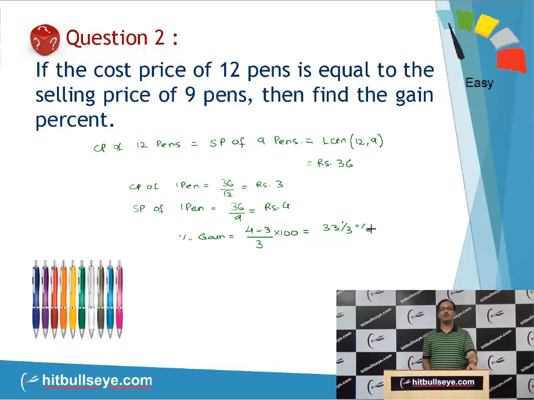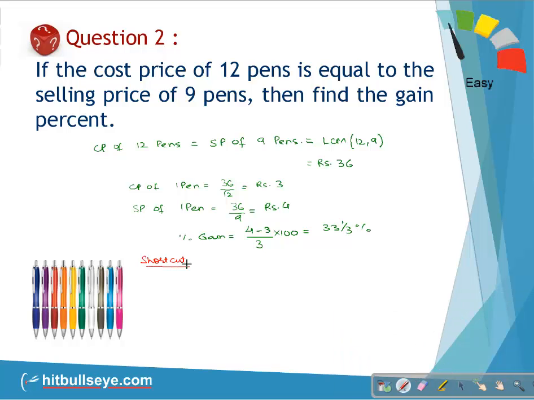Now students, there is a shortcut to solve such type of questions. So let us write the shortcut as well. For such type of question where cost price of certain articles is equal to the selling price of certain articles, we can directly find out the gain or the loss percentage as this is equal to the number of articles given along with cost price minus the number of articles given along with the selling price divided by the number of articles given along with the selling price into 100.